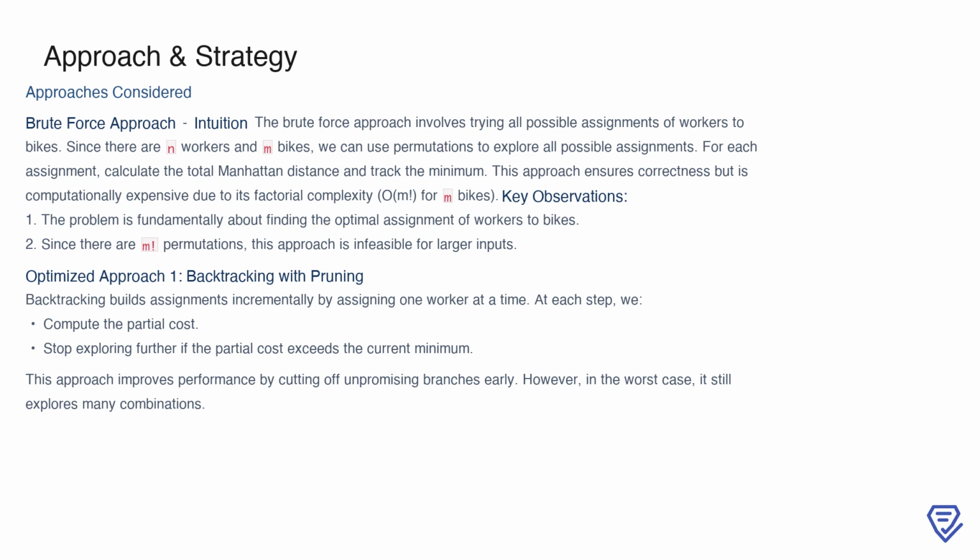To improve upon this, we can consider backtracking with pruning. This method incrementally builds assignments by assigning one worker at a time, calculating the partial cost at each step. If the partial cost exceeds the current minimum, we stop exploring that branch altogether. By pruning these unpromising paths, we reduce the number of combinations to explore. However, even with pruning, this approach can still become computationally expensive in the worst-case scenario.